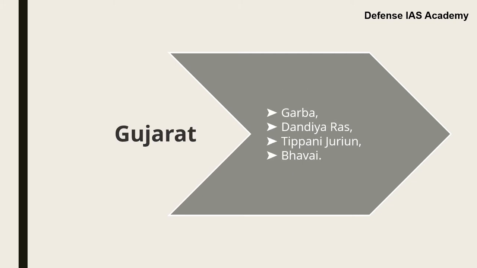So the art forms of Gujarat are Garba, Dandiya Ras, Tippani, Jurain and Bavai. Again, if I am mispronouncing something, please pardon me. Now, seeing the Garba, it is one of the dance forms where the name is derived from the Sanskrit terms Garba, that is the womb, and Deep, which is lamp. It is performed around a lamp or around the goddess Shakti.